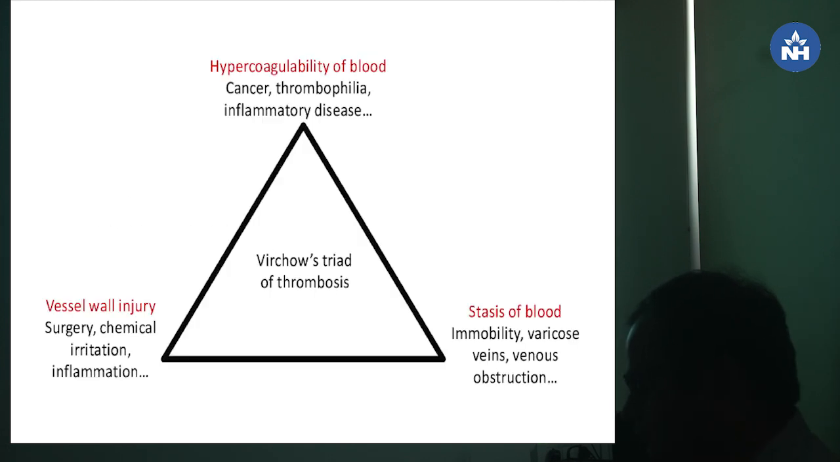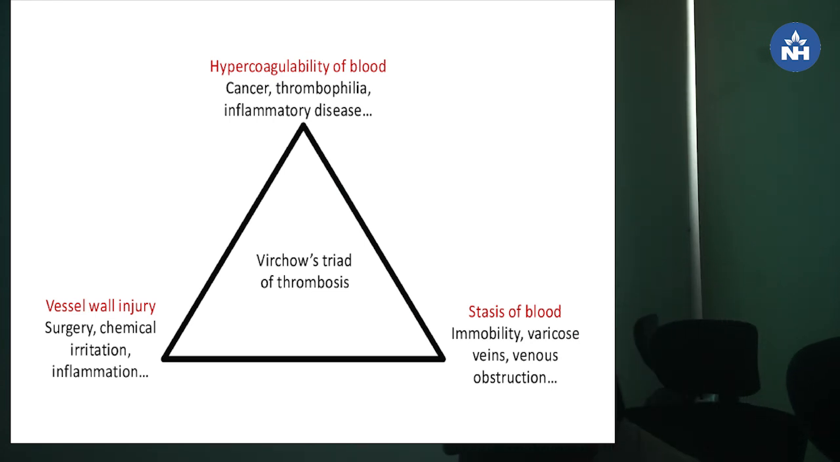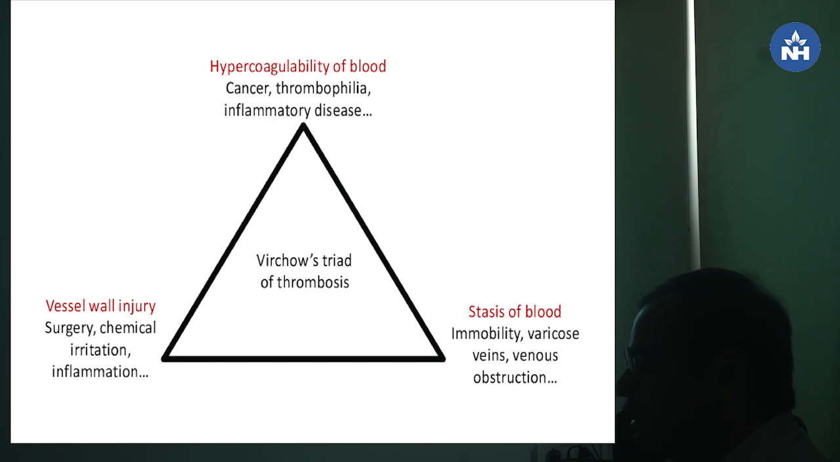Now this is Virchow's triad of thrombosis, that is how thrombosis develops inside the body. So hypercoagulability of blood, vessel wall injury and stasis of the blood. These three make a triad, and any one of these three can lead to venous thrombosis.